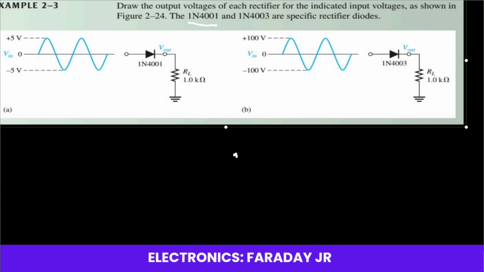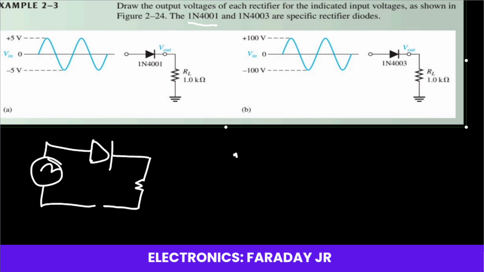So if we have a diode like this, all we need is to know the output voltage before we can draw the output. This is our circuit, and the voltage will pass through the diode and then give us an output. This is our output resistance, R.